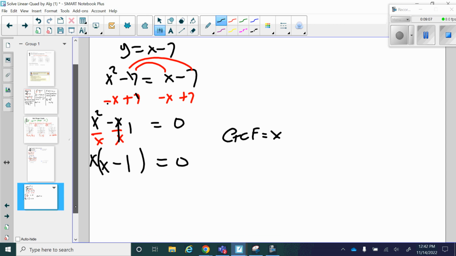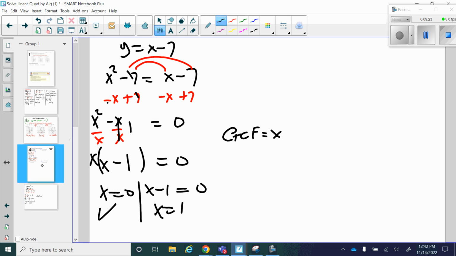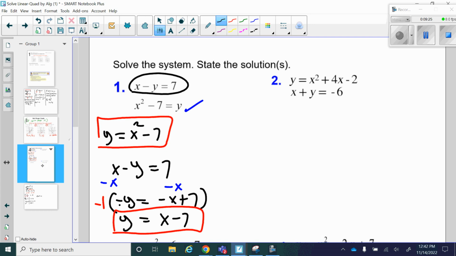Set it equal to 0 now, I'm going to have x is equal to 0. That's one factor. The other factor is x minus 1 equal to 0. But this is good. All right? And so we add 1 to both sides, x is equal to 1. So those are the solutions. And the other equation, number 2, is y equals x squared plus 4x minus 2. Now, this equation is already defined for y. That's good. I'm not going to mess with that equation. This one is not. I've got to solve for y.